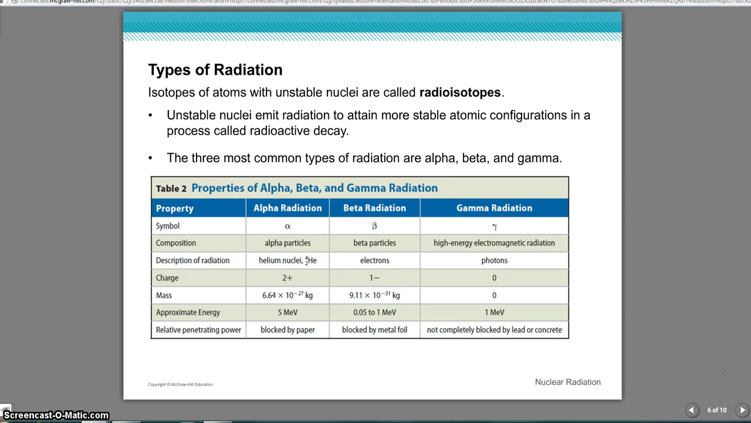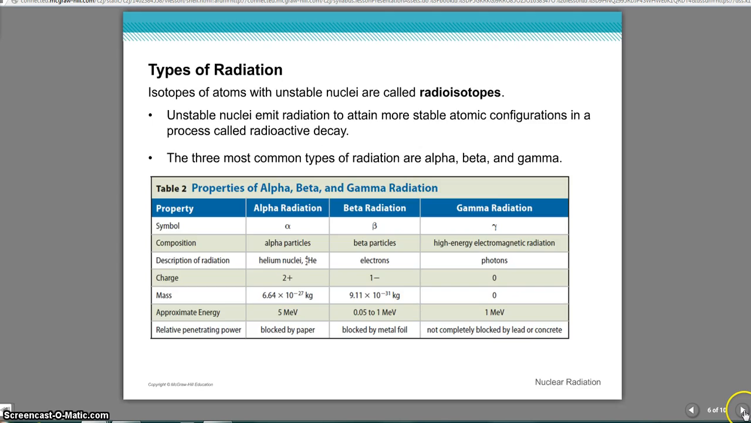Okay, so when an isotope is unstable, and when it has an unstable nucleus, it's called a radioisotope. And isotopes can be unstable because they have an unbalanced number of protons to neutrons. There's a specific ratio that makes a stable isotope, and we're going to get to that soon. But when it doesn't follow that ratio, when it's unstable, it wants to give off some type of radiation to become stable. And we're going to look at the three most common types of radiation, which are alpha, beta, and gamma. And here you can see we have a summary.